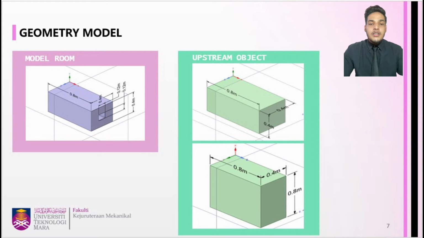The window dimensions are 0.12 meter at the center plane of the wall and will not exceed 10% of the wall's area. The upstream object will be created in 2 designs, in which the length and width are the same for both designs but differ in height, which are 0.4 meter and 0.8 meter respectively.